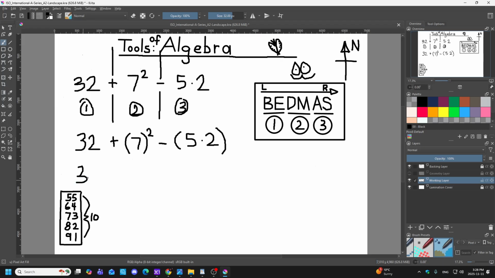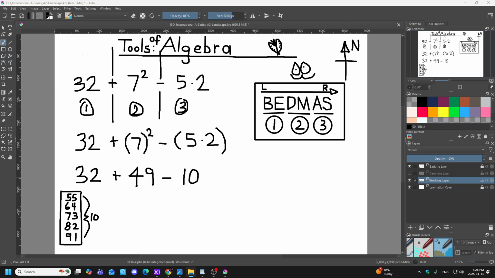Continuing on with the problem, we have 32 plus 7 squared is 49. Subtract 5 multiplied by 2 is 10. Now we're getting into the area of integers.